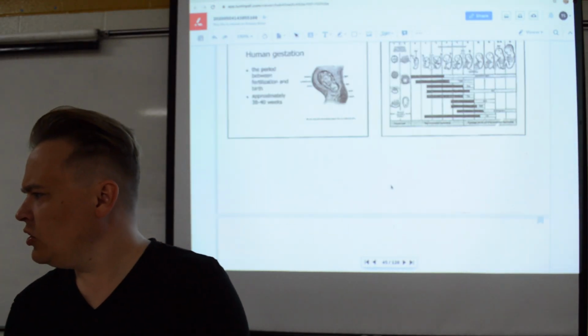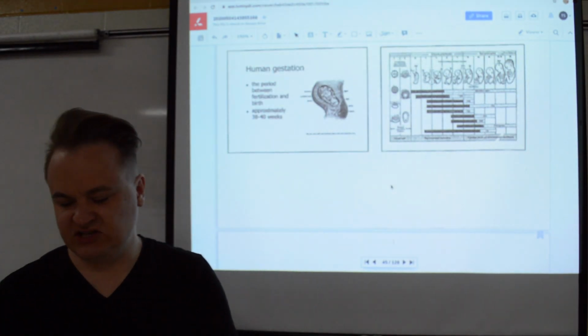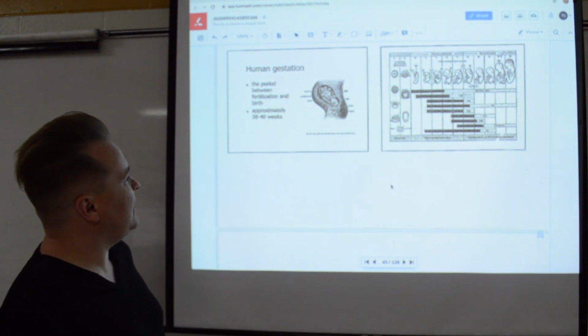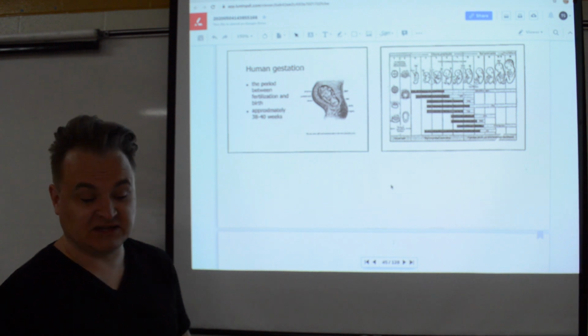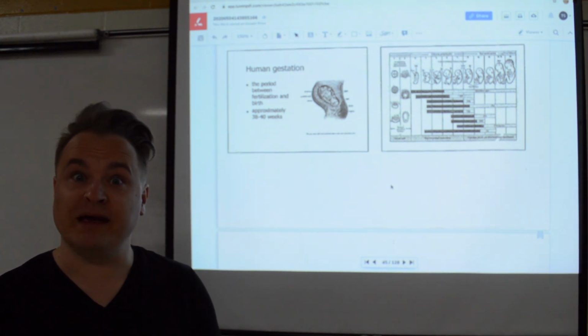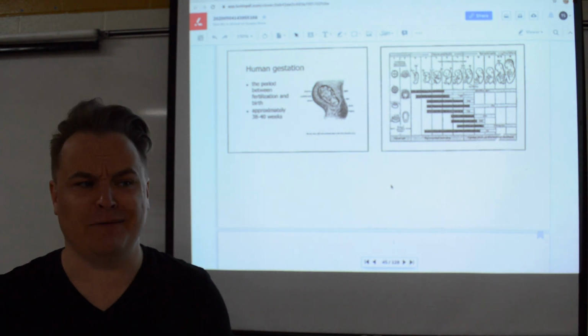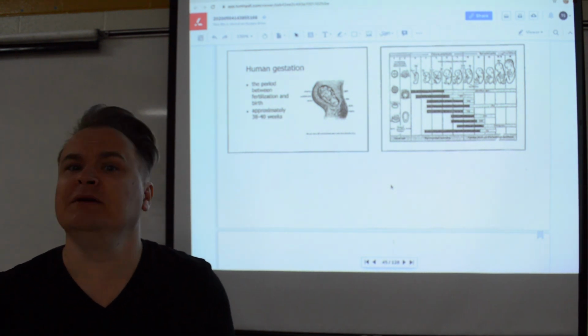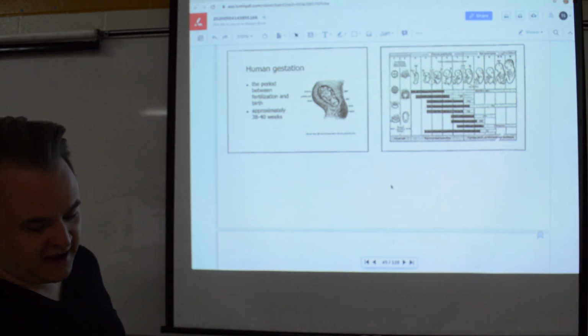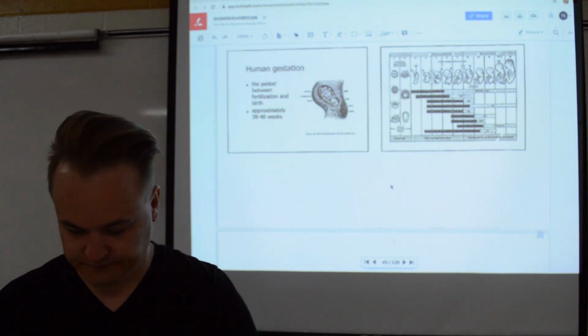Here we go. Human gestation, that just means how long a mother carries a baby. About 38 to 40 weeks is the gestation period in humans. Different species carry babies for different times. I think elephants carry babies for like a year or 2. Humans, about 40 weeks or 9 months. And this is a cool little chart.